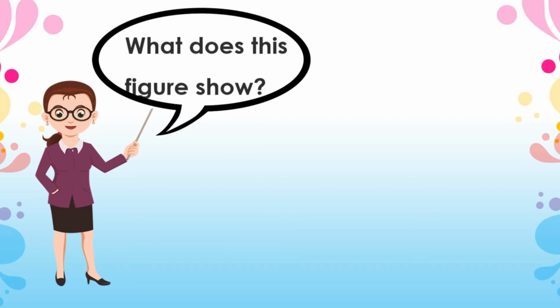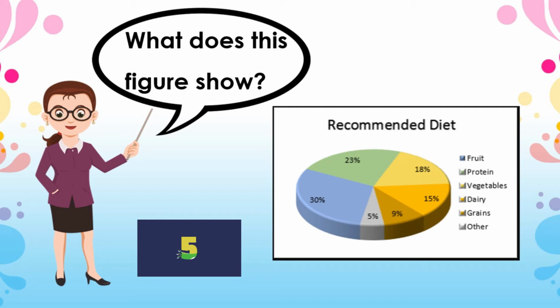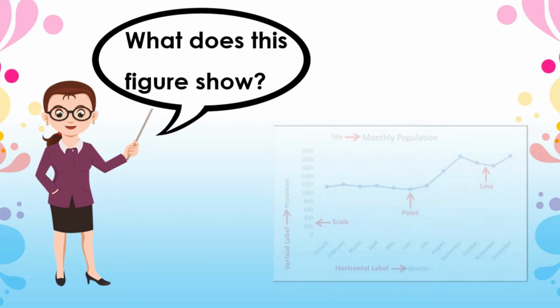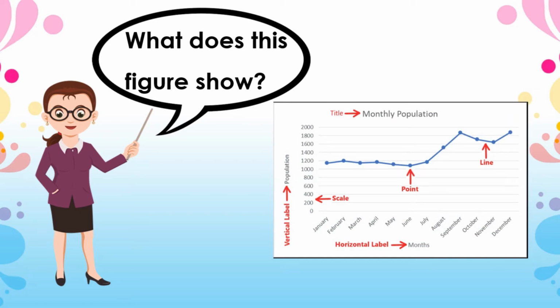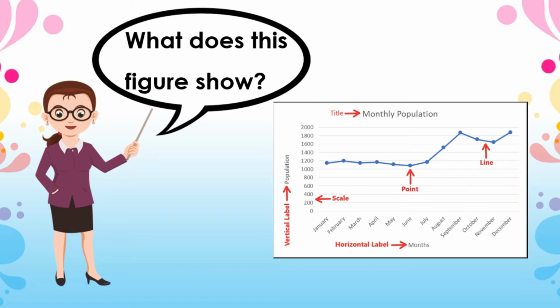Picture number 2. Correct. It's pie graph. Picture number 3. Correct. It's line graph.